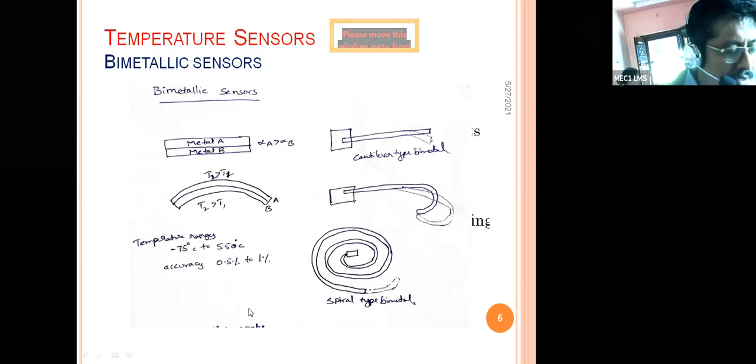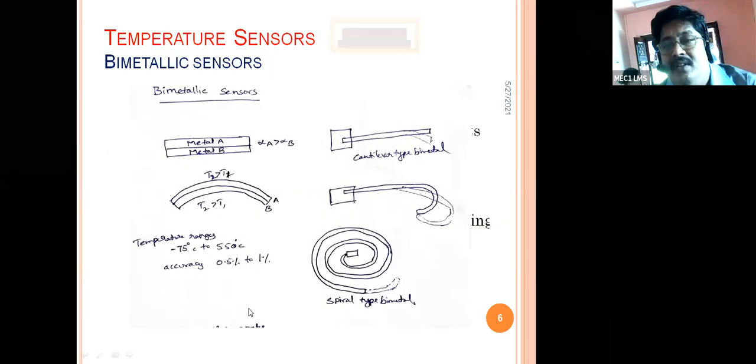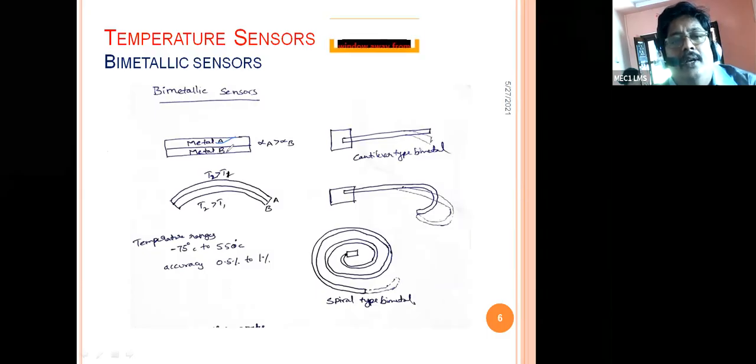Next, this is the bimetallic sensor. Actually it is not in the syllabus; I am just simply discussing it. In the bimetallic sensor, you see two metals, metal A and metal B. These two metals are of different materials. When exposed to temperature, it bends in this direction. It is a cantilever type, and it bends like this.